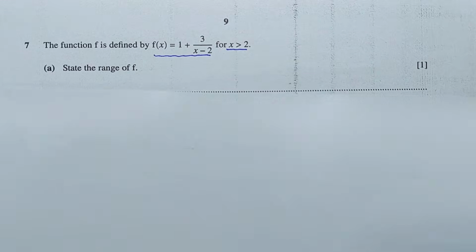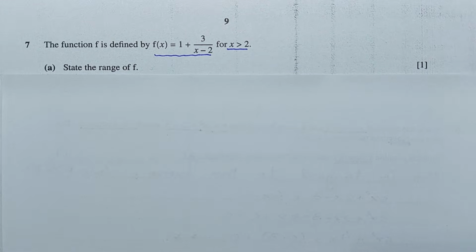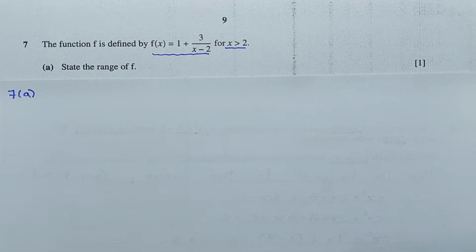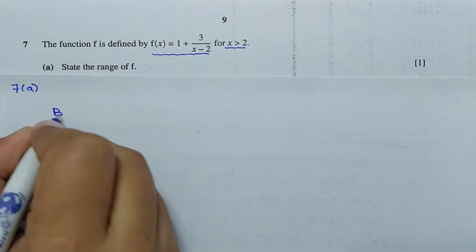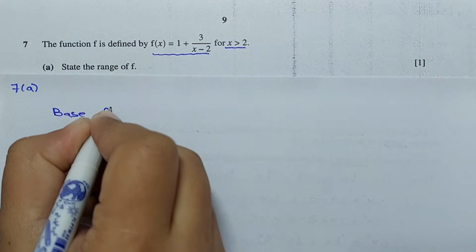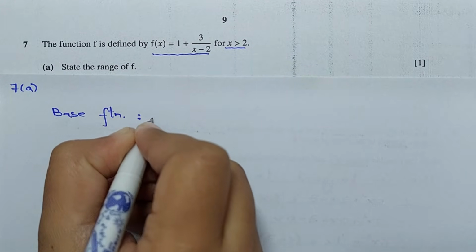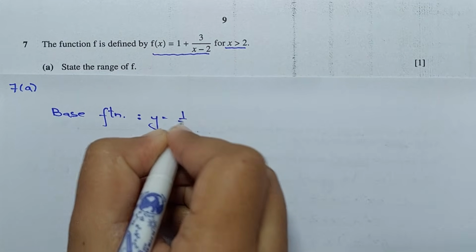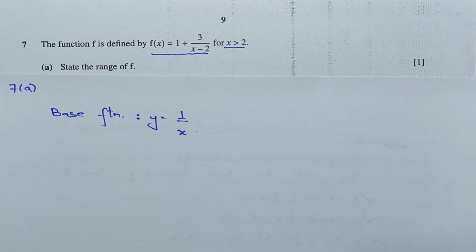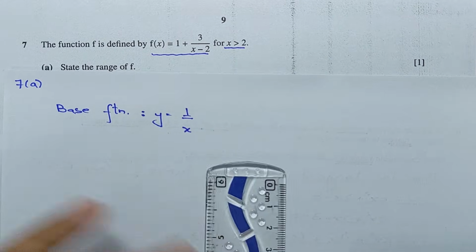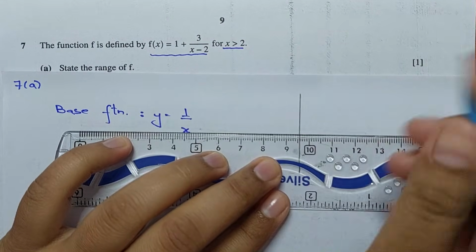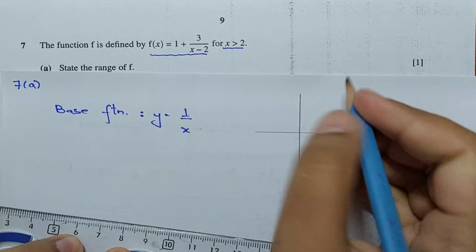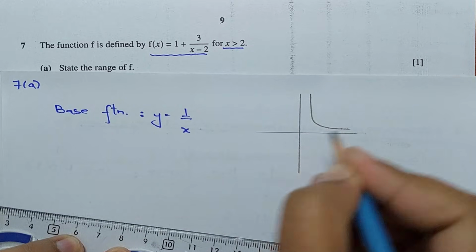So we need to figure out the range of f. For this, let me visualize everything. I want to draw the graph. First we need to figure out what the base function is. As we know, the base function is y equals 1 over x. So first we need to plot the graph of y equals 1 over x. So here is the graph of y equals 1 over x.